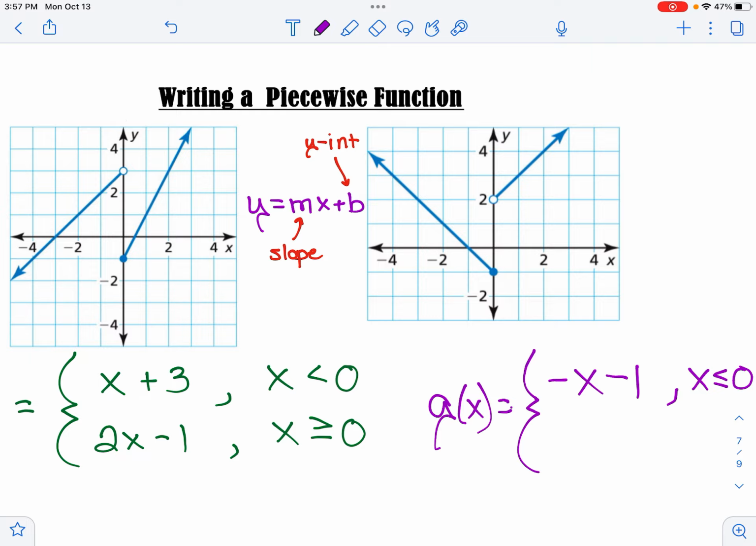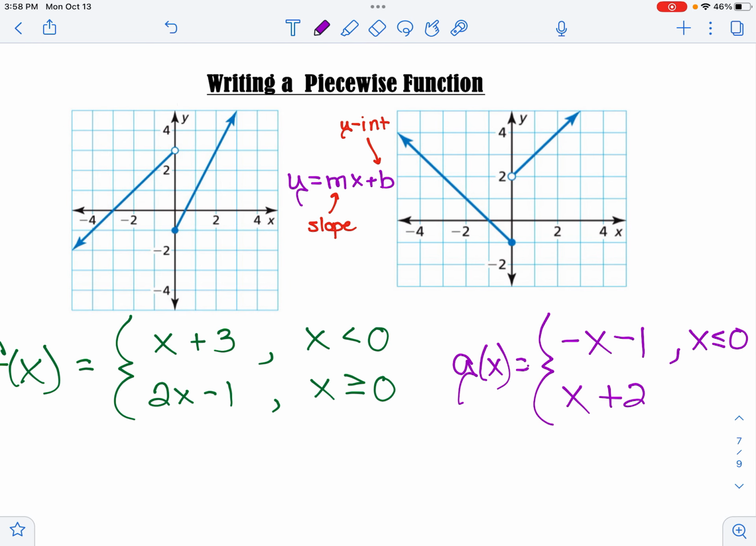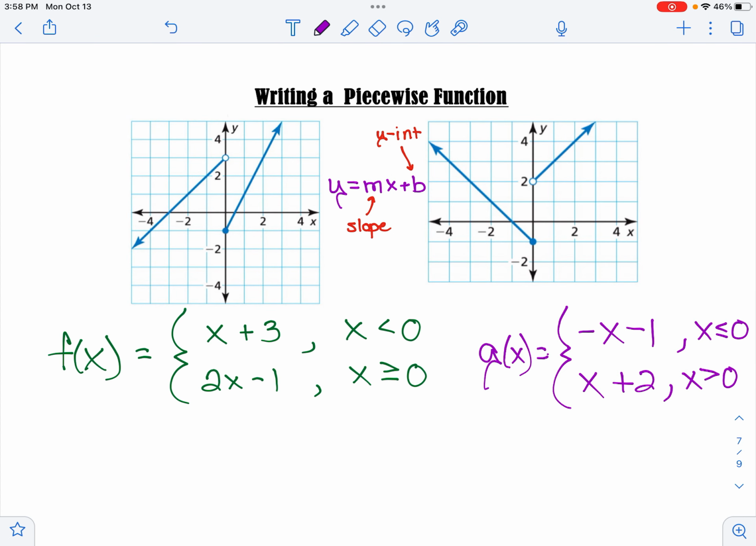Okay, and then this piece of this function has a point here and a point here. It looks like up 1 and to the right 1, which would be 1 over 1, which is 1. And then my y-intercept is 2. And that's when x is greater than 0. And that is it. All about piecewise functions.